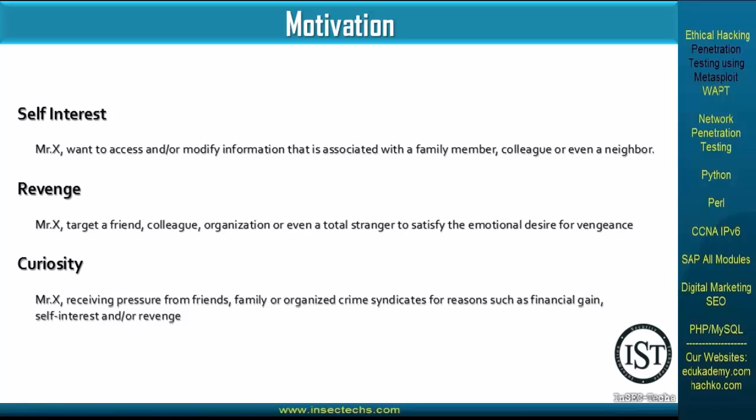And coming to the third one, that is curiosity. Mr. X is receiving pressure from his friends, family, or organized crime syndicates for a reason such as financial gain, self-interest, or revenge.